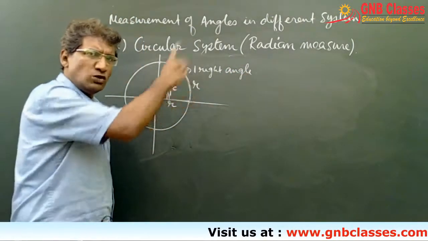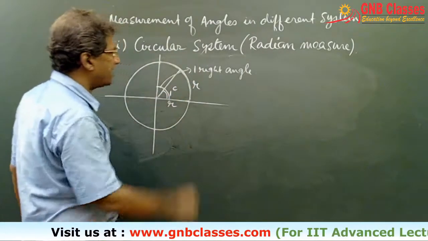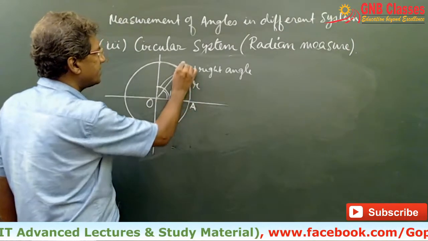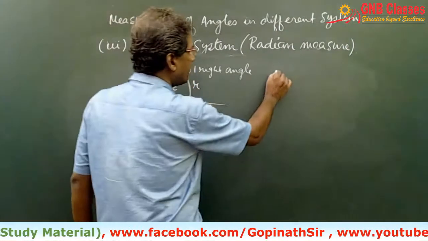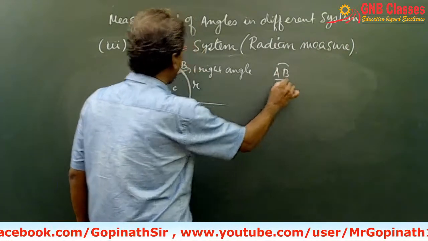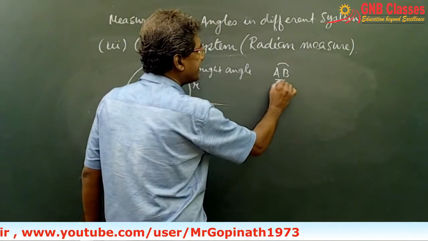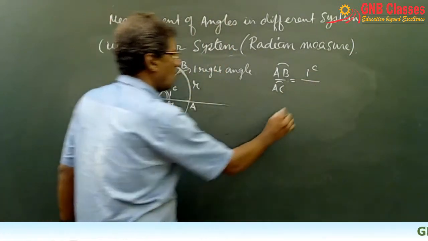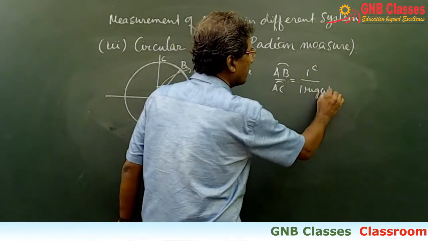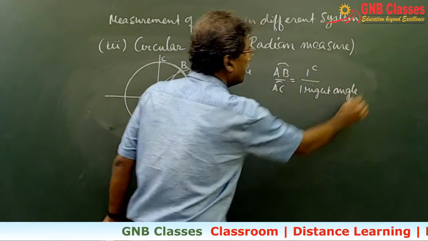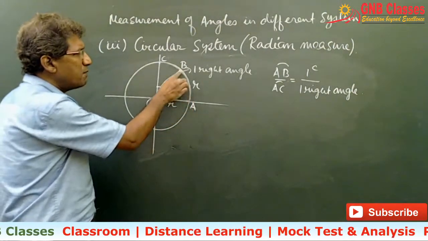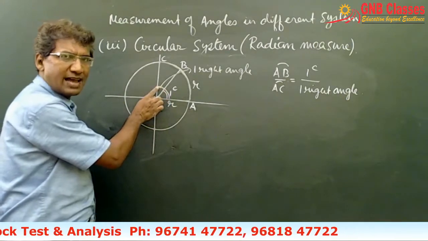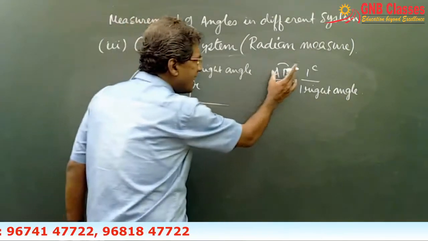Now, if I use that theorem that we have done in class 10, let me give names: this is A, this is B, and this is C. So can I write arc AB by arc AC equals 1 radian by 1 right angle? Yes or no, tell me. Is it clear? So arc AB by arc AC equals 1 radian by 1 right angle.